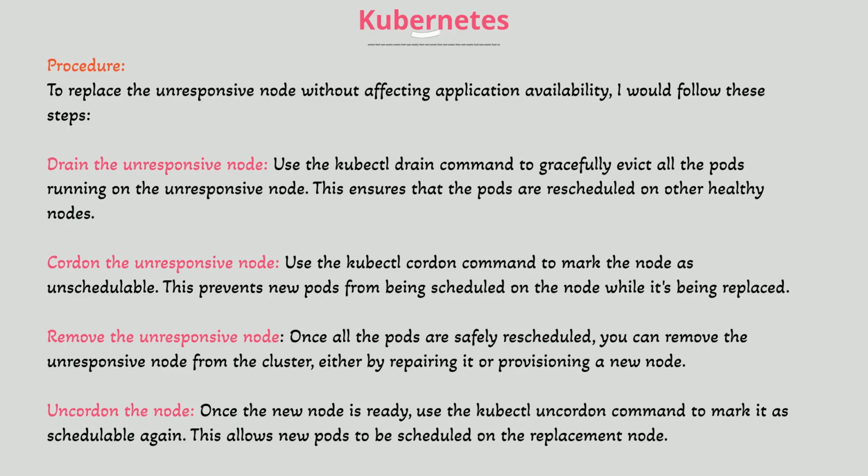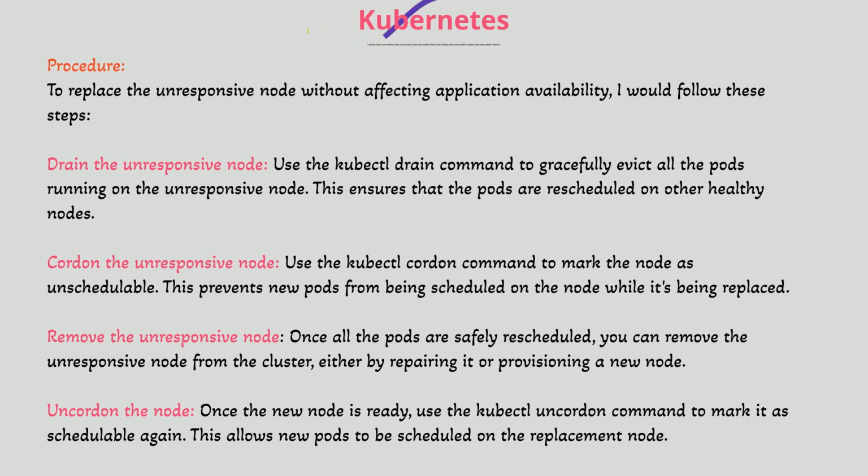Procedure: to replace the unresponsive node without affecting application availability, I would follow these steps. Drain the unresponsive node. Use the kubectl drain command to gracefully evict all the pods running on the unresponsive node. This ensures that the pods are rescheduled on other healthy nodes.